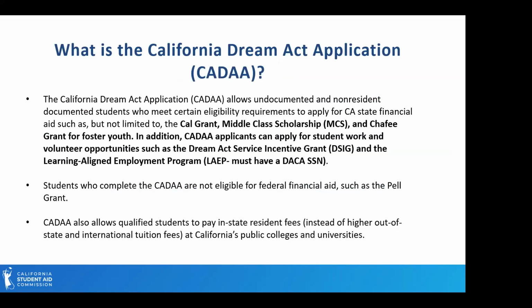So what is the California Dream Act application? This is the application for undocumented and non-resident documented students that meet AB 540 criteria to apply for state and institutional aid. Students who complete the Dream Act application, unfortunately, are not eligible for federal financial aid, such as the Pell Grant.